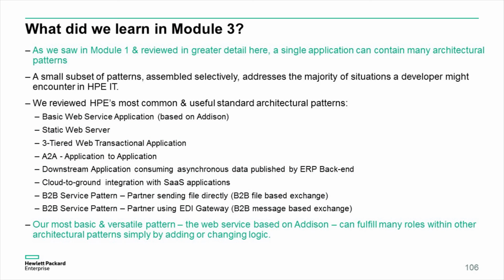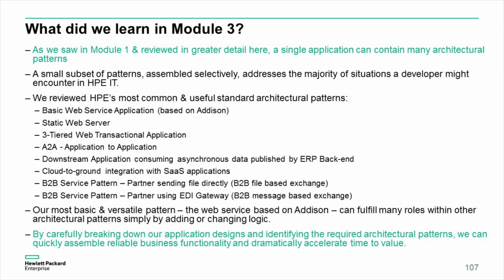The most basic pattern, the web service based on Addison, is extremely versatile and can serve not only as a web service, but as a proxy, an application middle-tier component, or even a self-contained web server. This pattern lends itself easily to reuse and will be found fulfilling roles throughout the various other listed architectural patterns. Simply add your own logic.